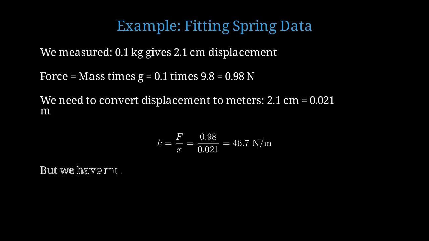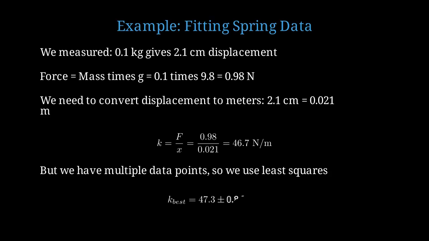per meter. But we have multiple data points, so we should use the least squares method to get the best estimate from all our data. Using least squares on all data points, we get k equals 47.3, plus or minus 0.8 newtons per meter.